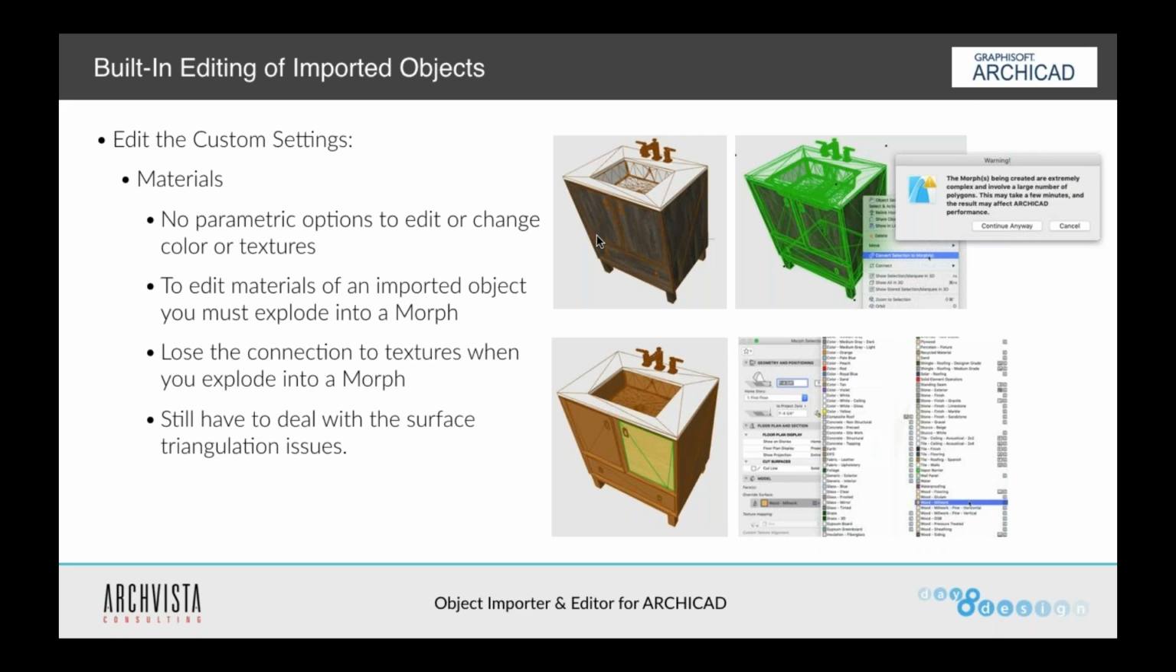Now I can convert this into a morph. If you've not done that before, this is a great way to do it. You can bring in an object, right-click on it, and say convert selection into a morph. It's going to tell you that, because it has a large number of polygons, which this one does because of the sink and tap, it can potentially affect performance in ARCHICAD. So I go ahead and convert that. Now I can select this panel, open up my materials, and change just that panel with the morph.